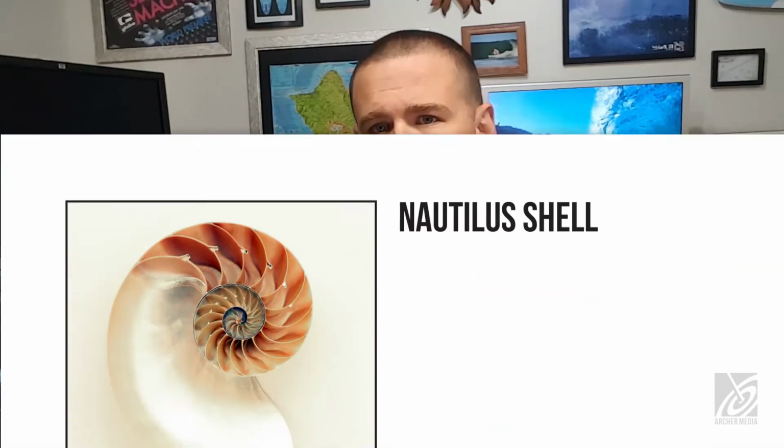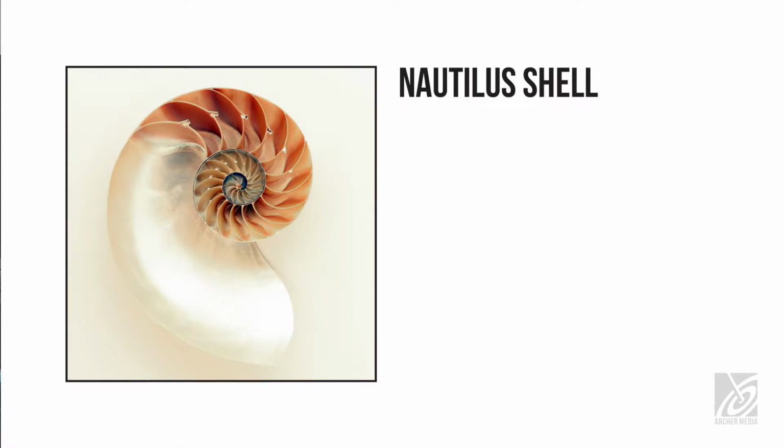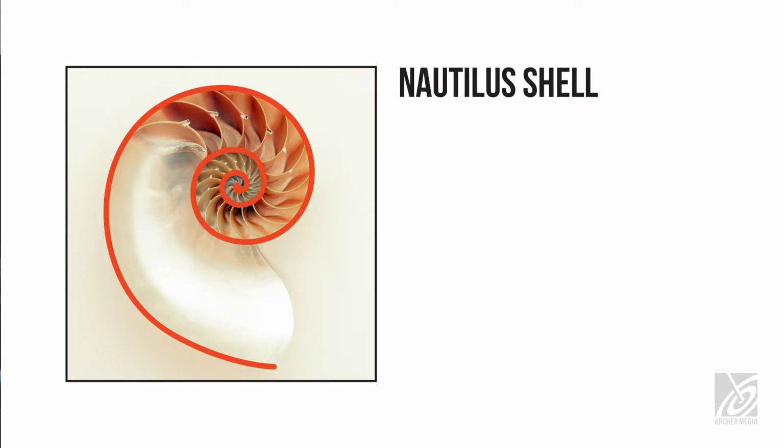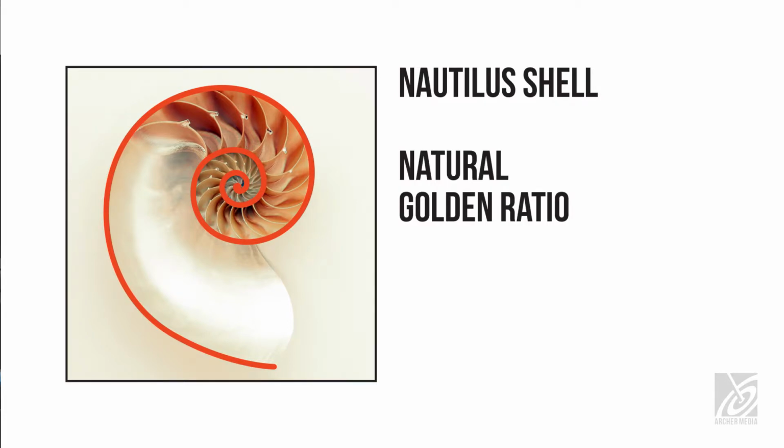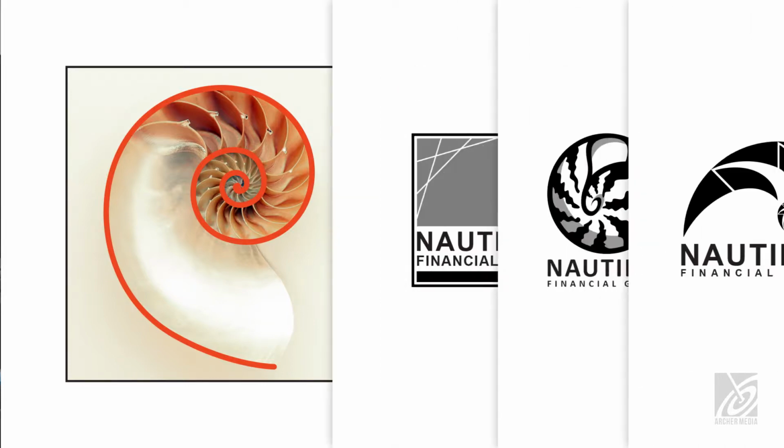So a great thing here is that the Nautilus Shell is an actual thing, and Nautilus Financial Group wanted to have that shell or some kind of iconic image of that shell in their logo. And the Nautilus Shell, that specific spiral that is oftentimes seen in nature, has the natural golden ratio. As a designer, that's a really good thing, and it means that my life and my work will be easier. So right away I came to them with 3 logo designs.